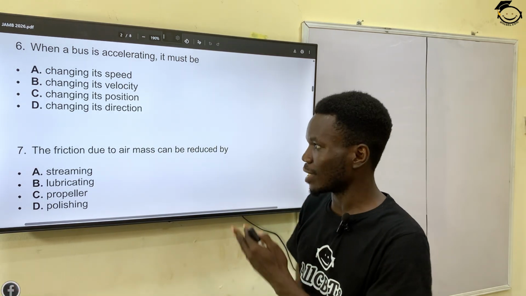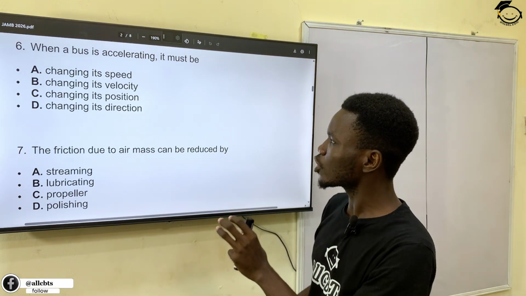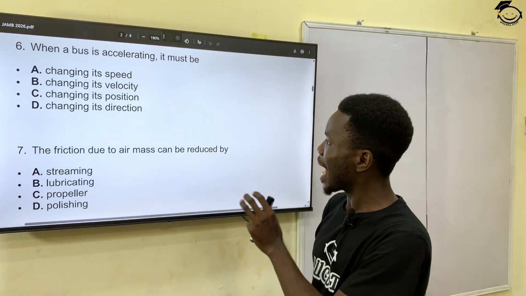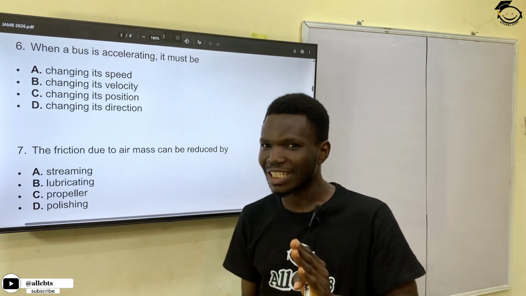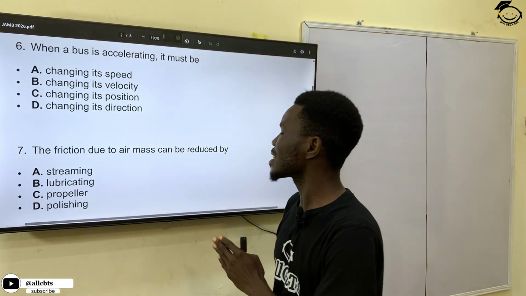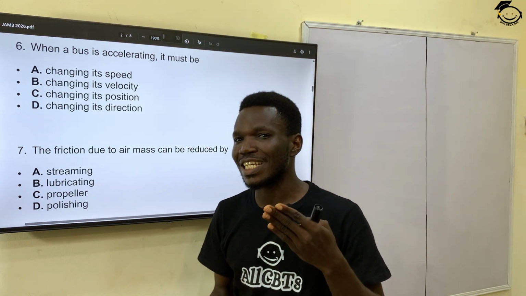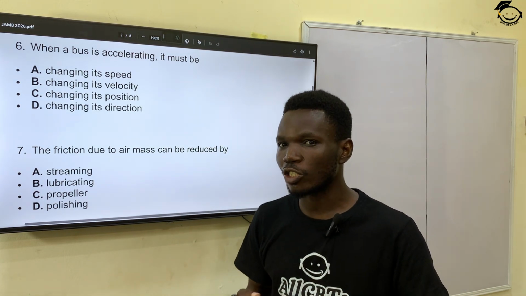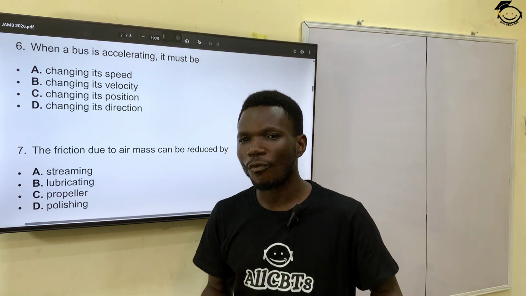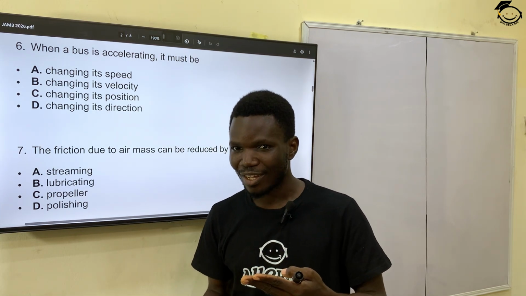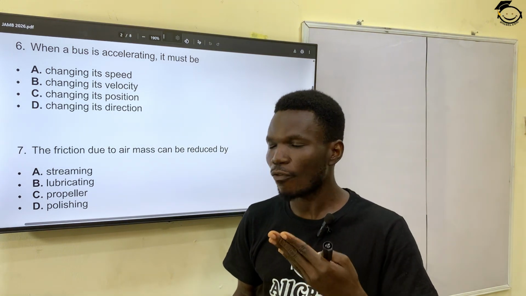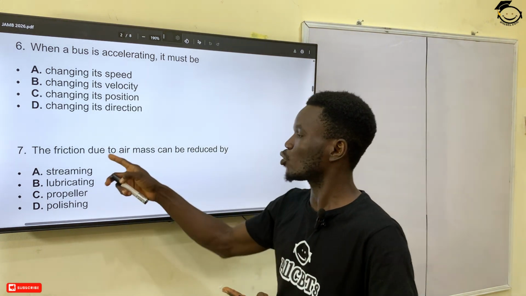So that takes us to question number 7, which says that the friction due to air mass can be reduced by dash. What do they mean? Whenever a body is floating in the air, how do you reduce the friction? If you are running, you discover that there's a force that is pushing you backward. So how do you reduce that force that is pushing you backward? That's friction due to air mass.